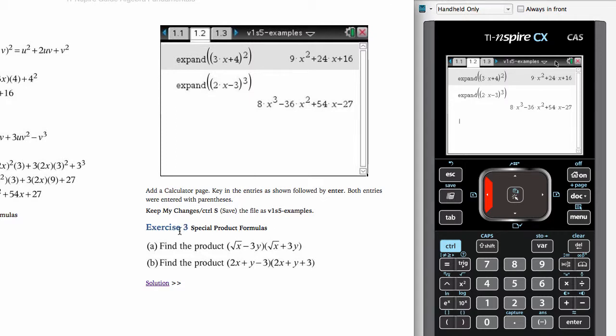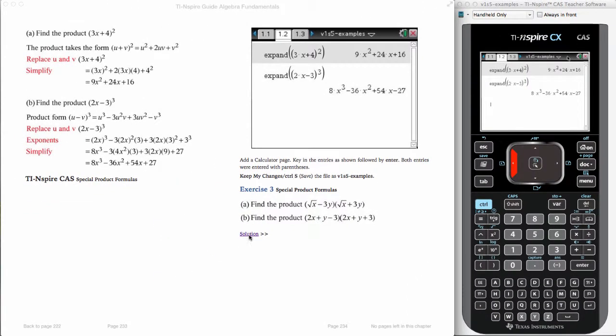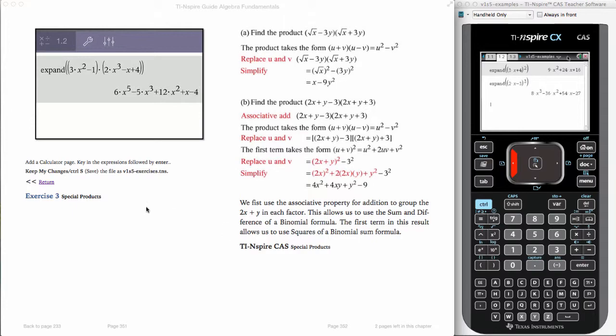Let's go ahead and look at our exercise answers here, because we have a radical in the problem and we have 3 terms. So there's a couple of things going on that are a little bit different. So let's go ahead and take a look at this. So we'll follow this link, and it will take us out to our exercise.